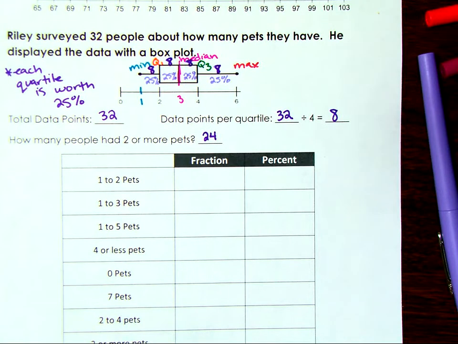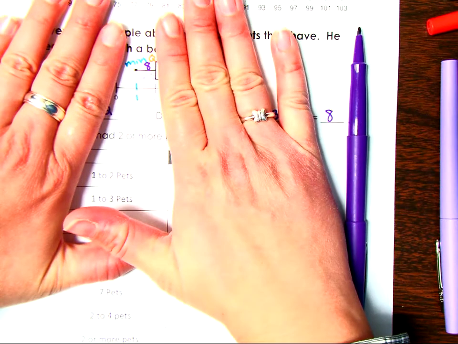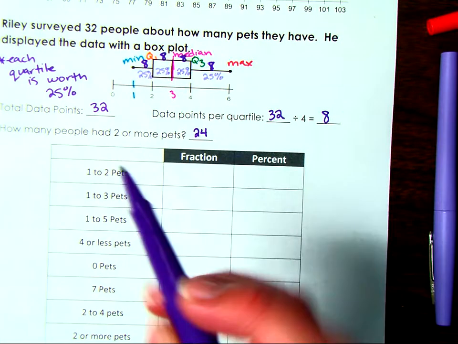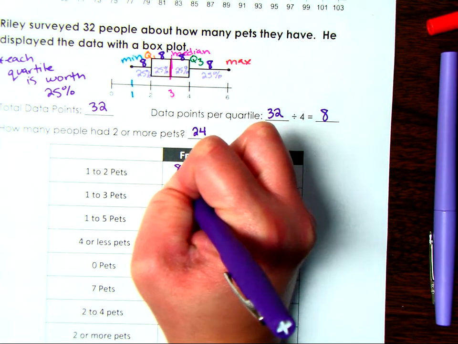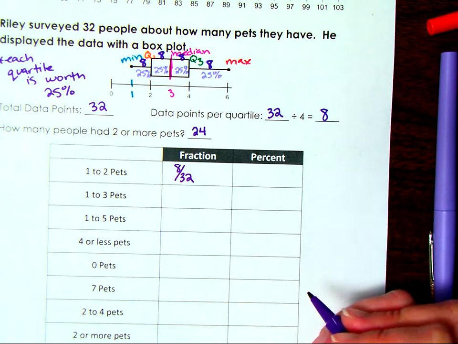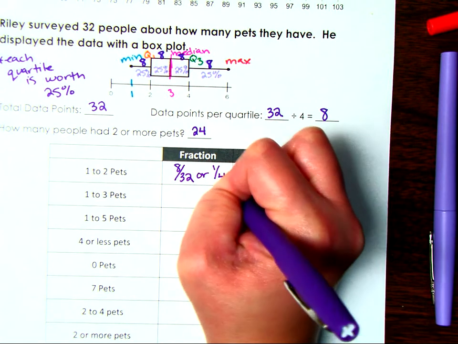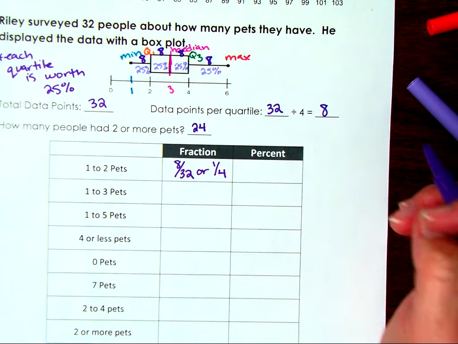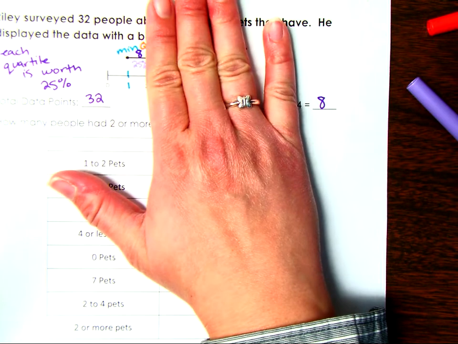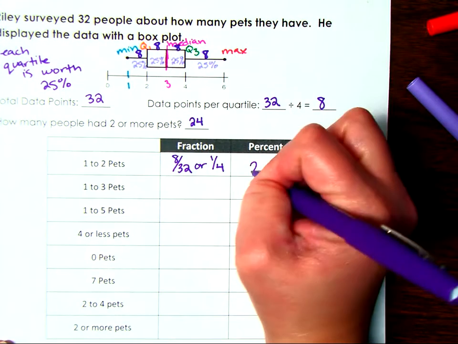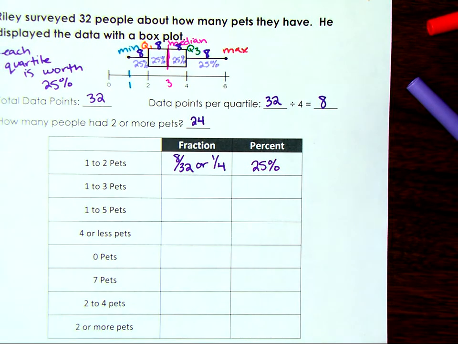All right, so we're going to use this as a scale. So from 1 to 2 pets, you can see right there is 1 quartile. It's from the minimum to quartile 1. So that's 8 out of 32 people. Or we can reduce that. 8 divided by 8 is 1. 32 divided by 8 is 4. And hopefully you know that 1/4 right there, we can see that's my percent, is 25%. 1/4 of $1 is 25 cents, or 25% of that 100%.